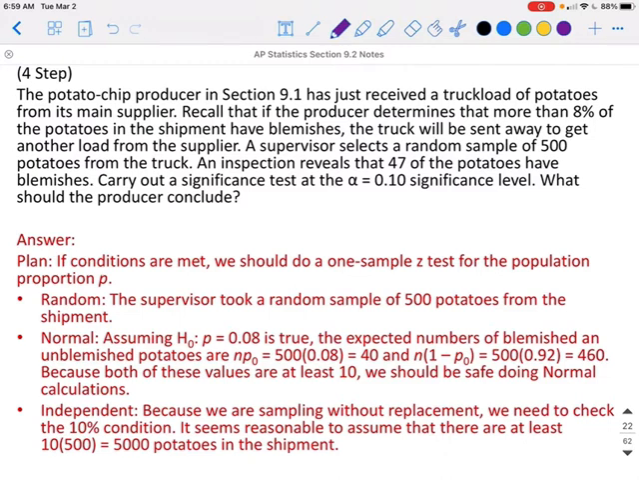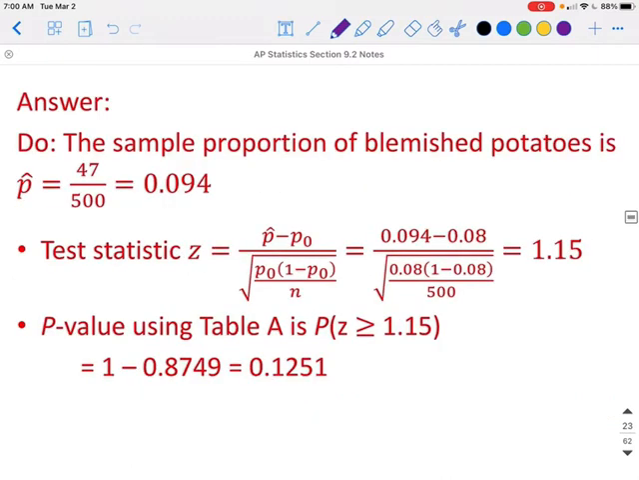Because we are sampling without replacement, we do need to check that 10% condition. It seems reasonable that an entire truckload of potatoes will be at least 5,000 potatoes, so we can say this independent part has been met. Next is the do. This is where you do your calculation.